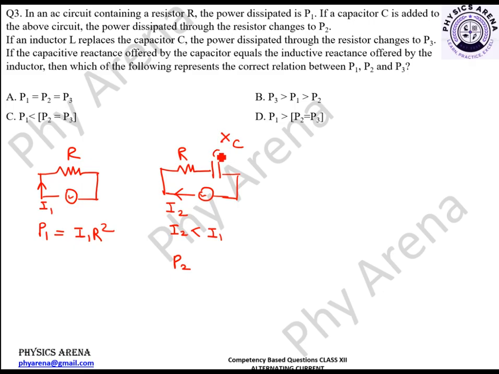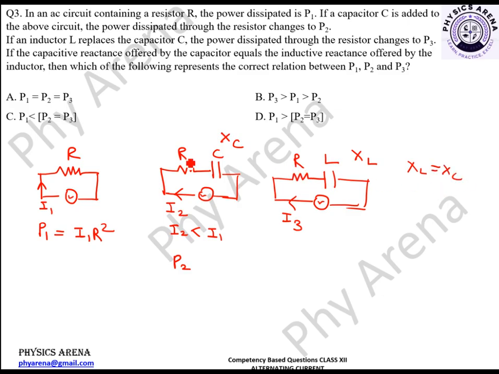Now if we replace this C with an inductor of value L that has an inductive reactance XL, the current drawn will be I3. It is given in the question that the capacitive reactance is equal to the inductive reactance. So XL is equal to XC.